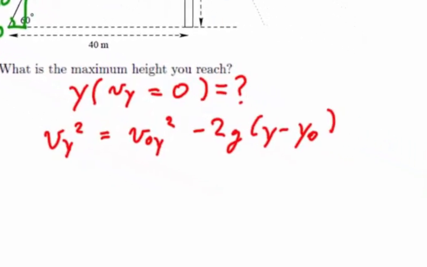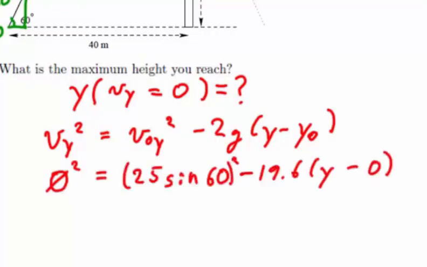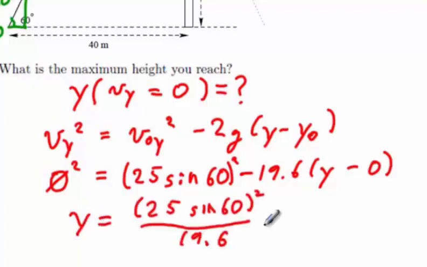Going back to the question at hand, we need to plug in vy equals 0, and then solve for y. So that we have 0 squared is 25 sine 60 quantity squared minus twice g, which is 19.6, times y minus the initial height of 0. The only unknown in this equation is y, and so we find an expression that y is equal to the initial velocity squared over 19.6, which gives us the result of 23.92 meters.